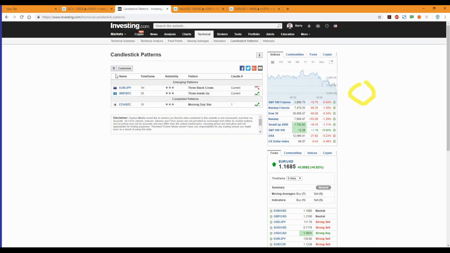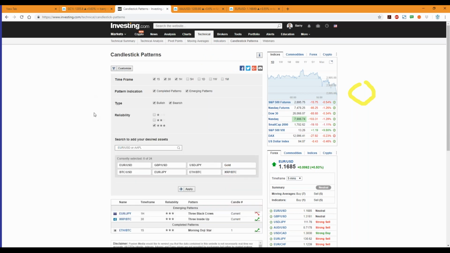And it will allow you to customize exactly what you want to see, the assets you want to track, what type of signals, what time frame is important to you, because you don't need 1 day, 1 week, and 1 month if you're a short-term trader trading CFDs and Forex. I always want to see completed patterns because I want to see what just completed, but I'm more concerned with emerging patterns.